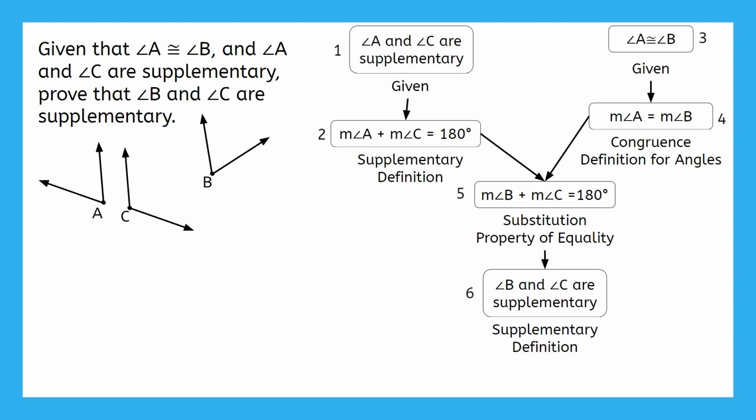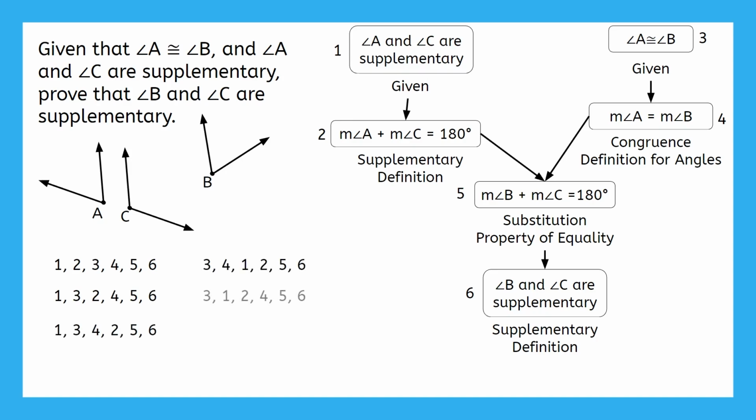Let me number these bubbles to make them easier to talk about. When you transfer your flowchart into a 2-column proof, make sure that you keep your statements in a logical order. Statements 5 and 6 have to go last and must go in that order. Here are all of the possible logically correct orders for your statements.